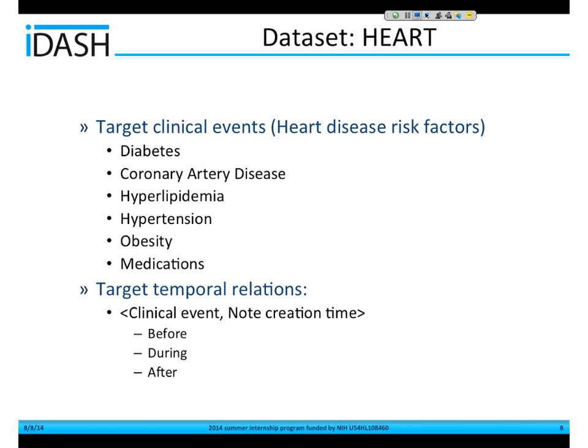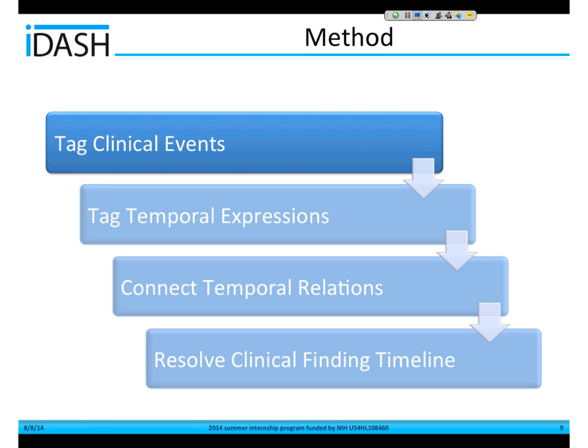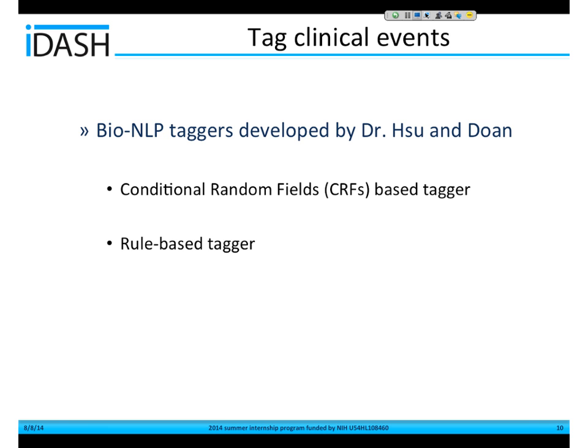And the target temporal relations could be the relation between clinical events and the note creation time, which could be before, during, or after. We'll follow these 4 steps. First, we tag the clinical events. Thanks to my mentors, our group has already developed BioNLP tagger, which uses conditional random fields and a set of rules.